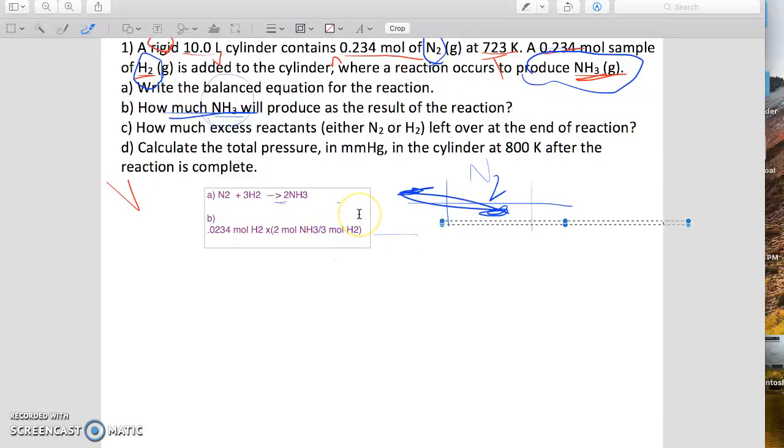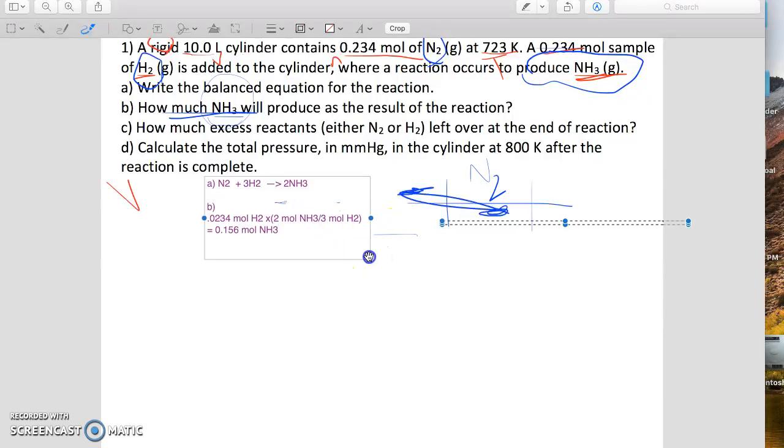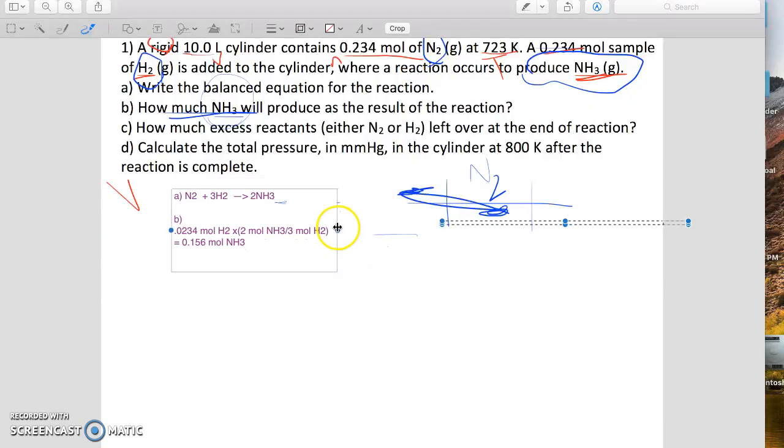Okay, so this question, to do this, you're going to say 0.234. Since that other 2 is on the top, you're going to say times 2 divided by 3 mole. Okay, so we're going to get 0.156, 0.156 mole of NH3.